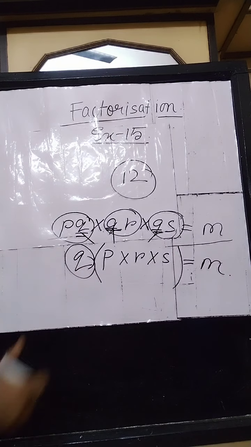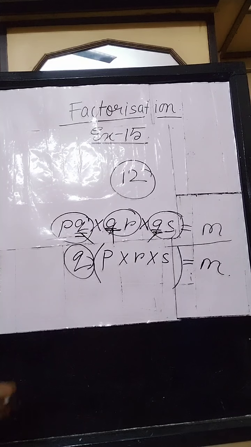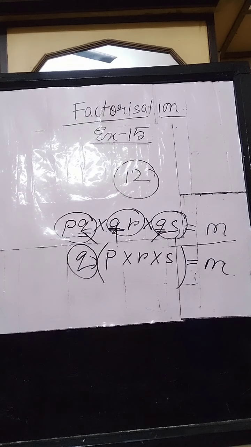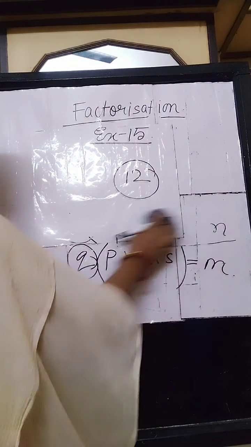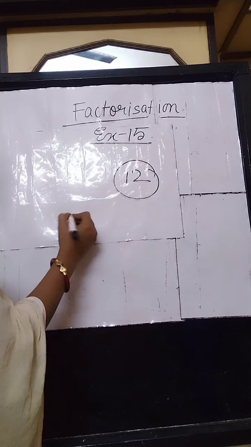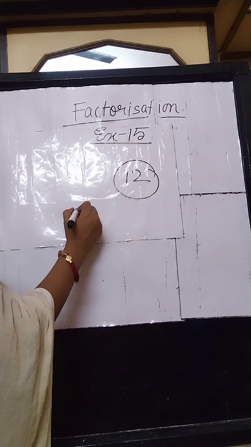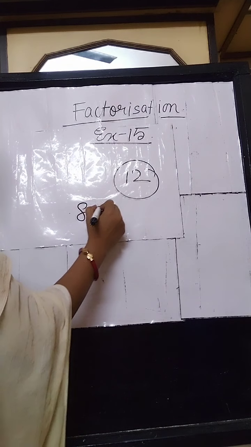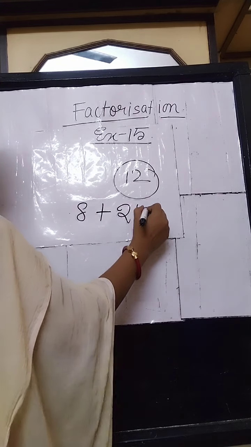That's why we have taken out Q as a common factor. Thus we can see what is a common factor. Now suppose that we take a number 8 and 24. 8 plus 24.